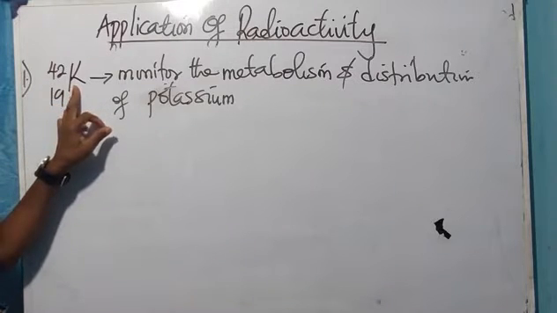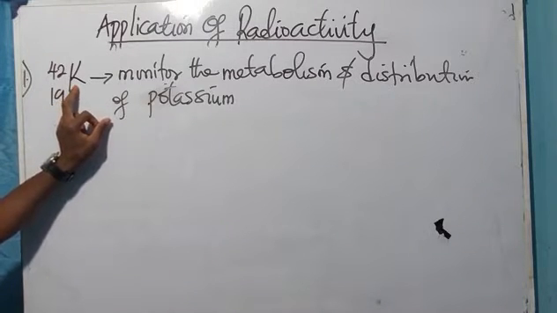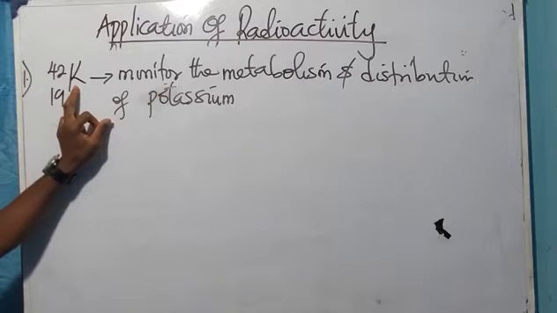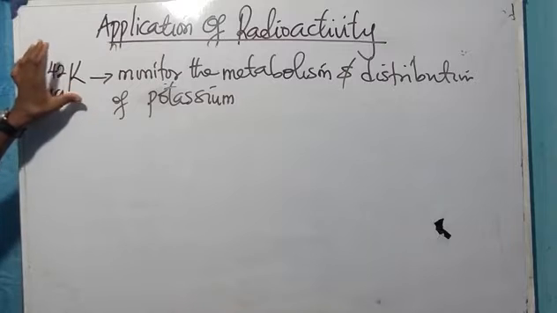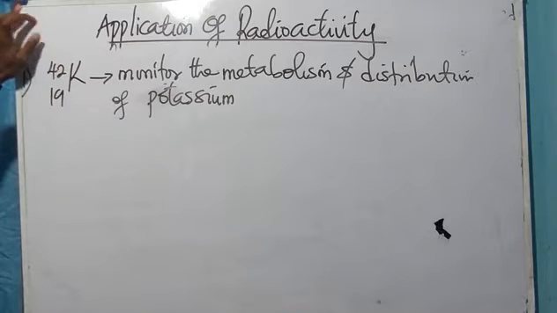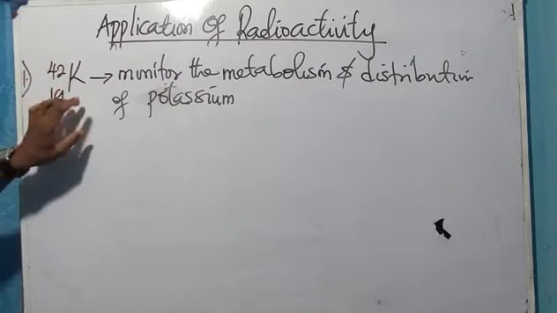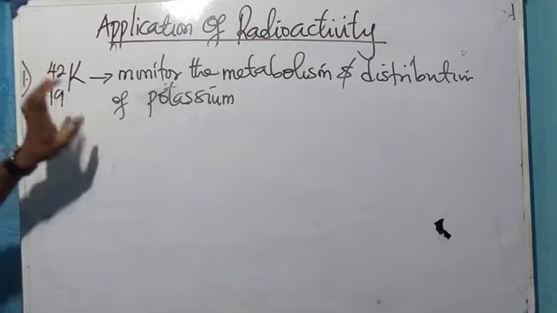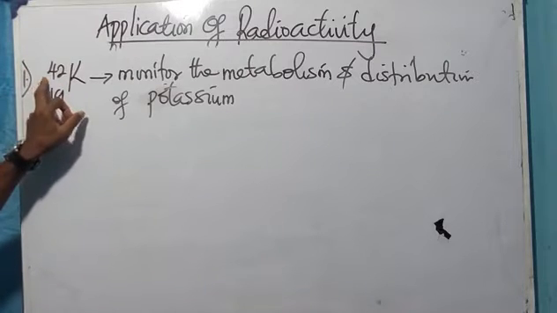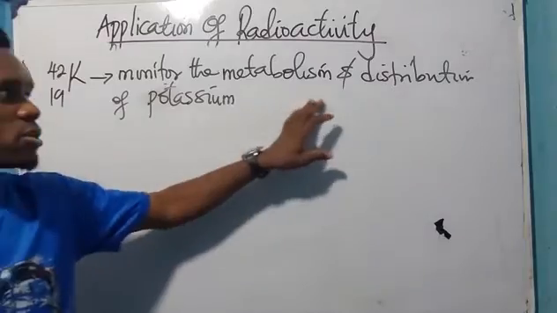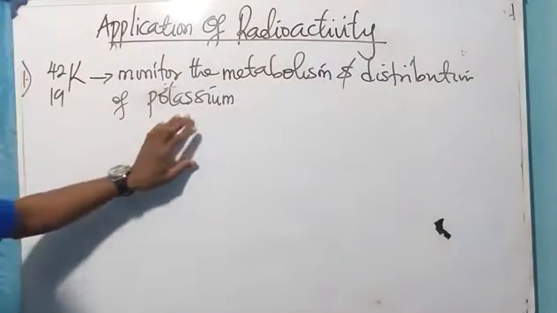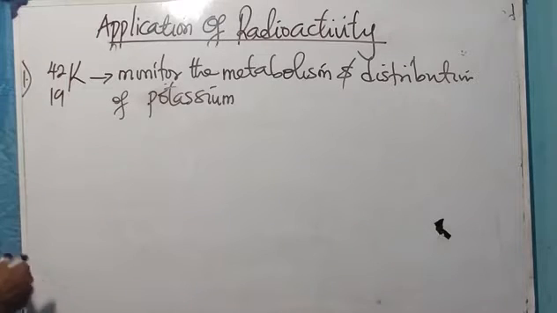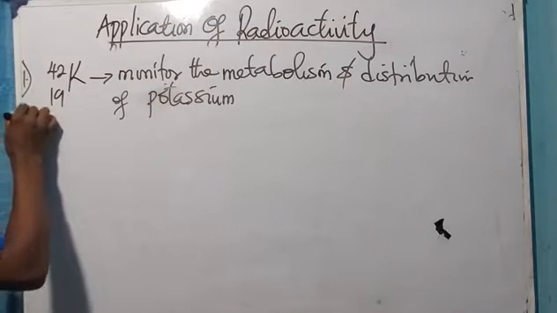You know, we have potassium 40. Potassium 40 is used as a dating of what? Fossils. Potassium 40 is used to date fossils and rocks. Potassium 42 is used to monitor the metabolism and distribution of what? Potassium in the body. Take note of that.